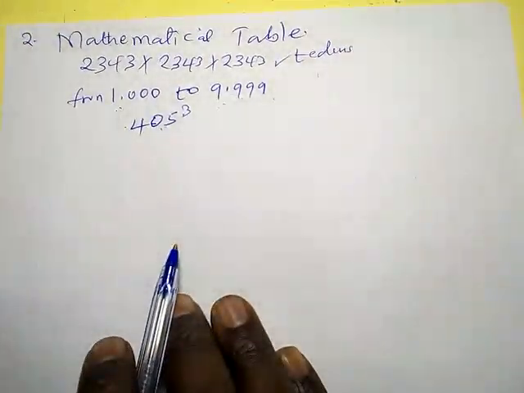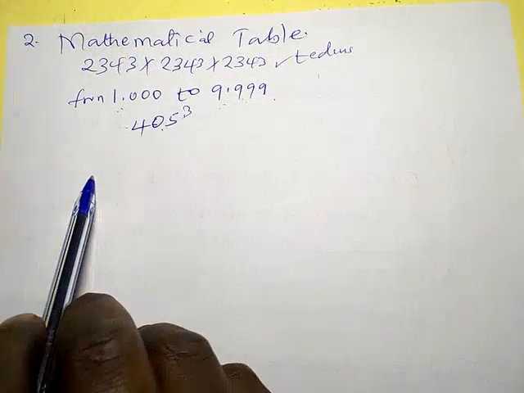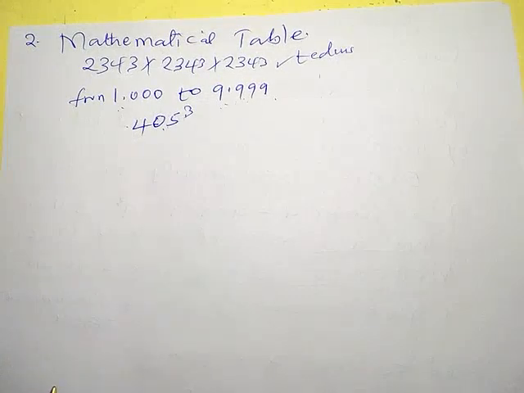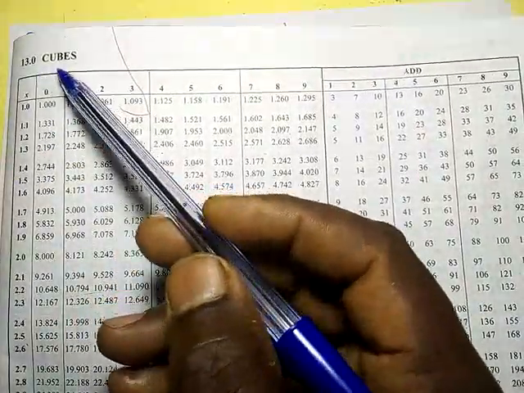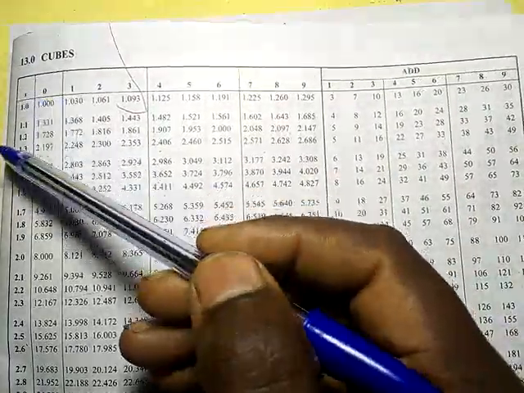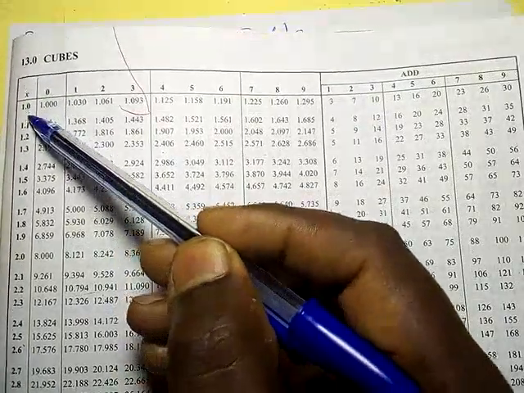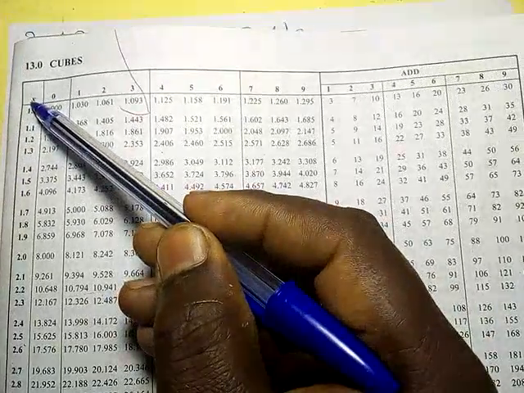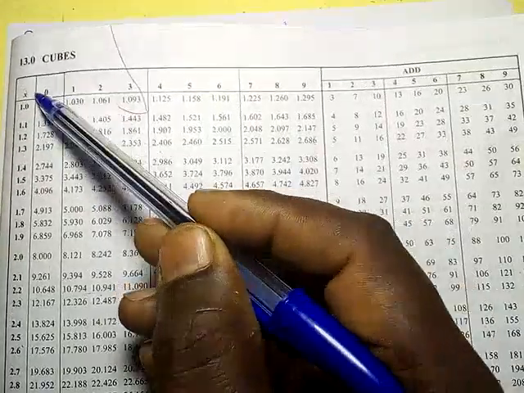I know you have done the squares and the square roots in Form 1, but I will assume that you don't know, and I will take you through how the mathematical table looks. There are things you must understand. As you can see, the table of cubes has 3 main columns. The first column is the one with X. This column is called the column headed X, the heading.